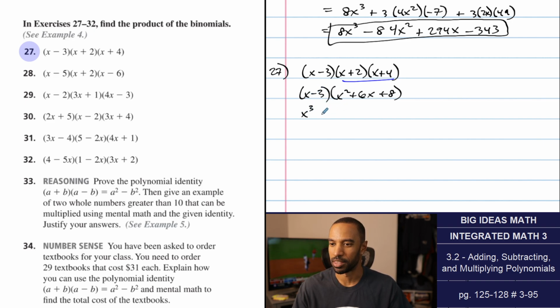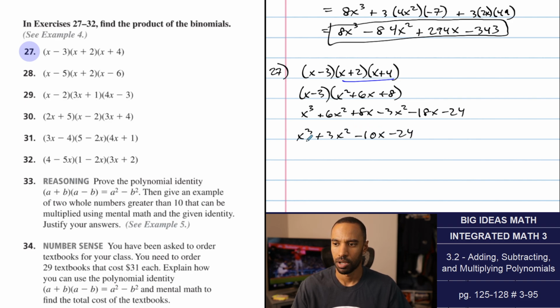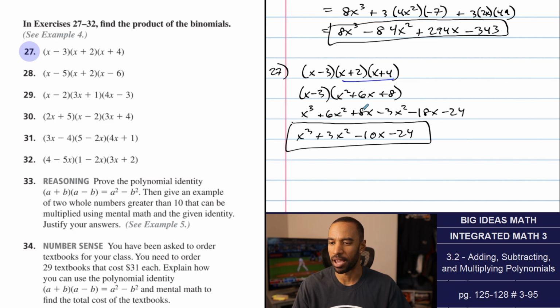Now, we expand this one. So x cubed plus 6x squared plus 8x minus 3x squared minus 18x minus 24. And that becomes x cubed plus 3x squared. All right, so there's your final after you do combining of like terms and such.